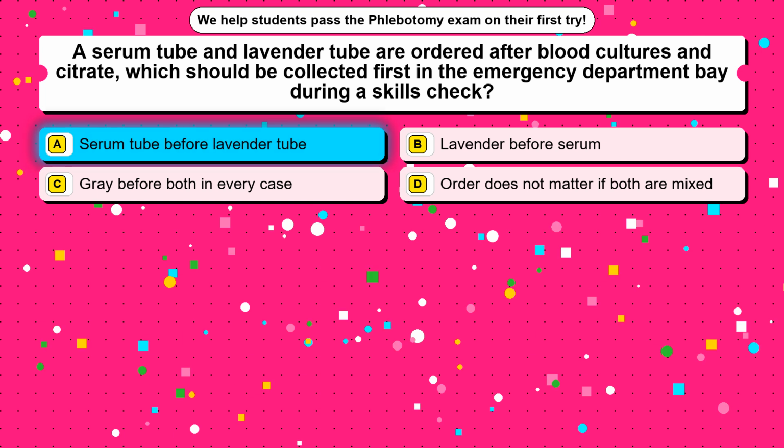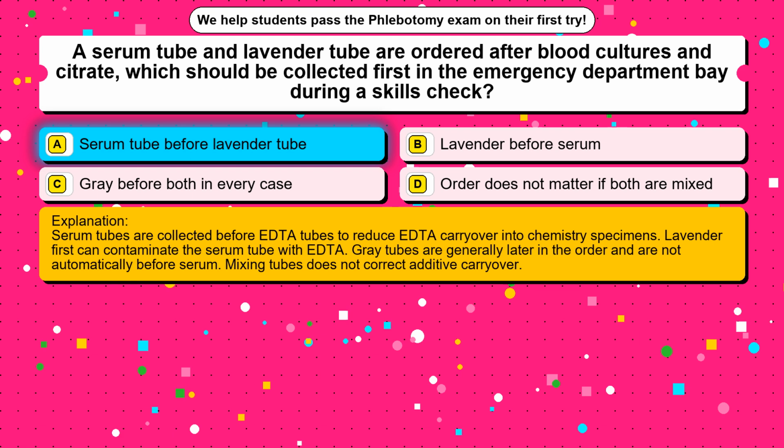The correct answer is option A. Serum tube before lavender tube. Serum tubes are collected before EDTA tubes to reduce EDTA carryover into chemistry specimens. Lavender first can contaminate the serum tube with EDTA. Gray tubes are generally later in the order and are not automatically before serum. Mixing tubes does not correct additive carryover.